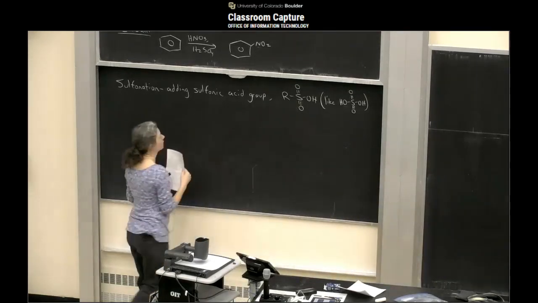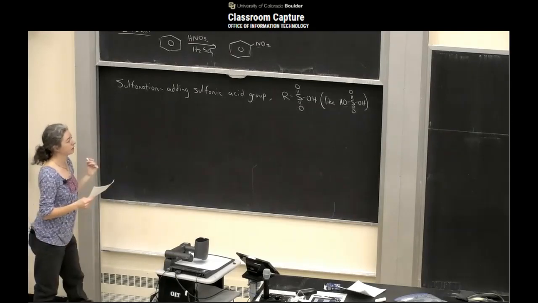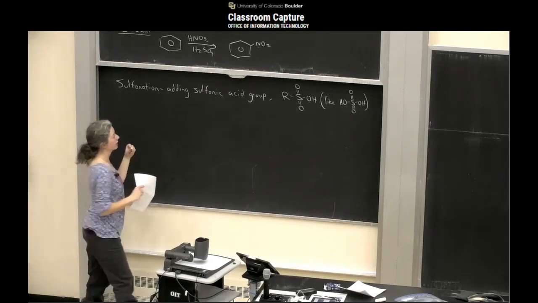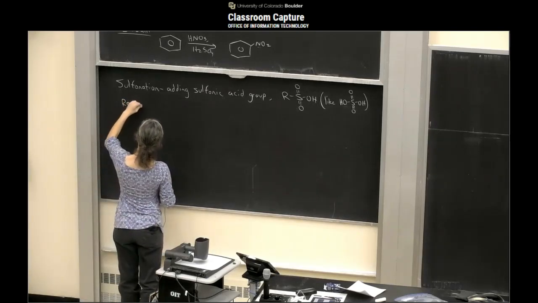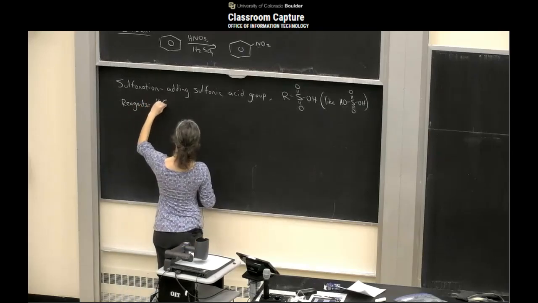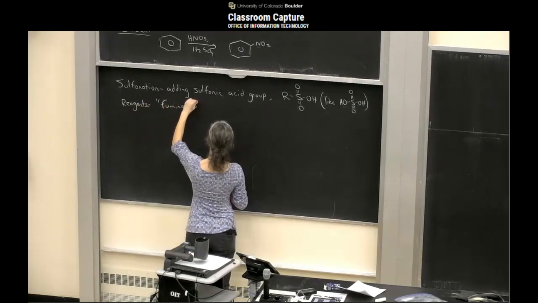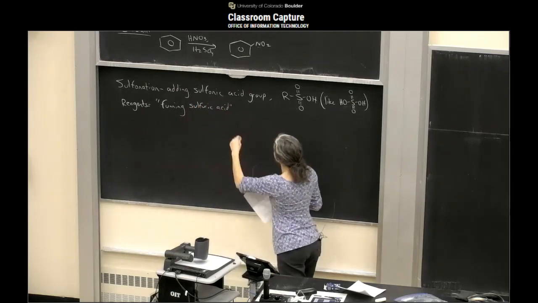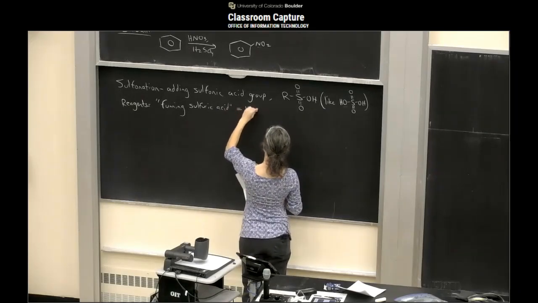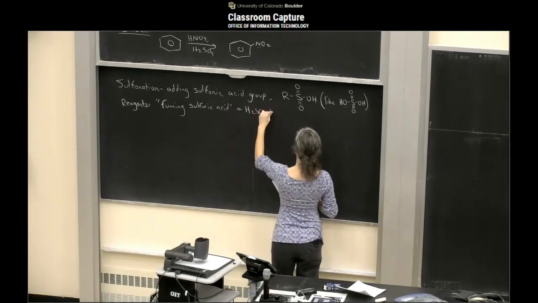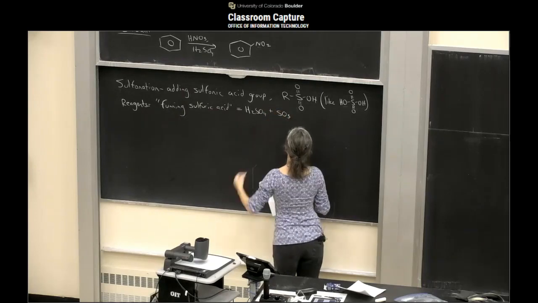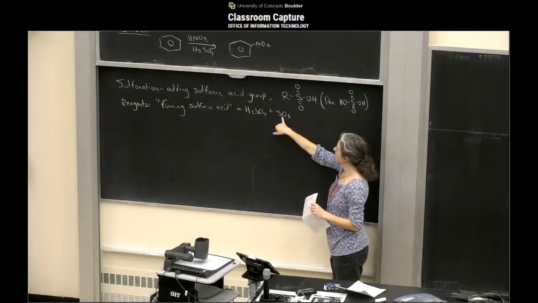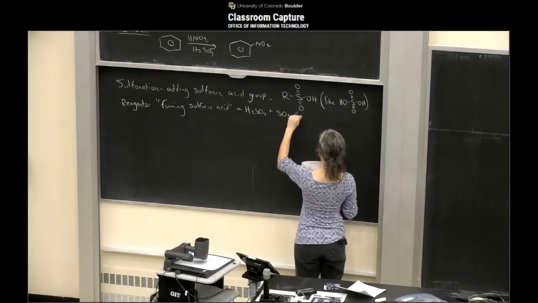So, reagents that we use for this, there's a few different ways to write it. The old way was fuming sulfuric acid, which is the same thing as saying H2SO4 and SO3, sulfur trioxide.